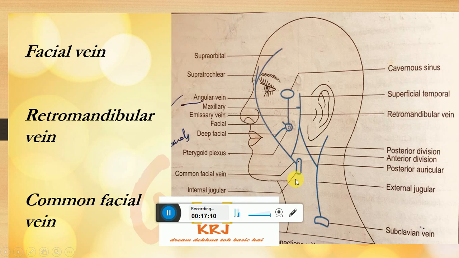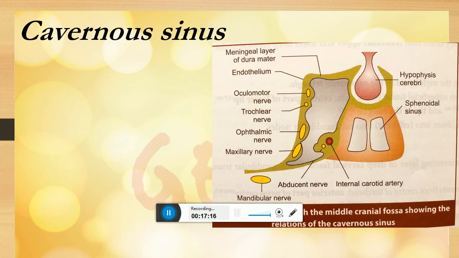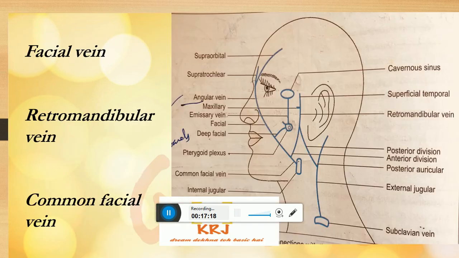Just take five minutes and first revise all these veins, and then go to the next one. Okay, I will repeat once more. The facial vein plus the retromandibular vein gives you the common facial vein. The superficial temporal and maxillary veins give you the retromandibular vein.